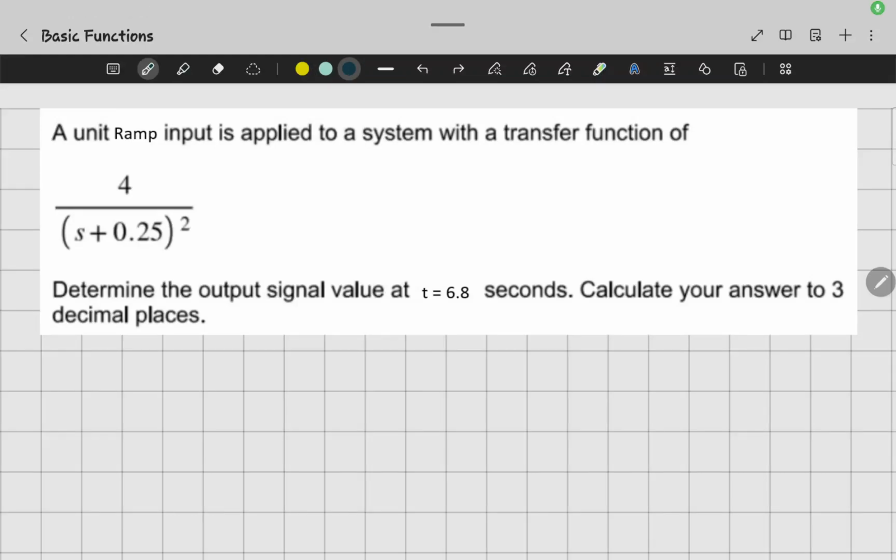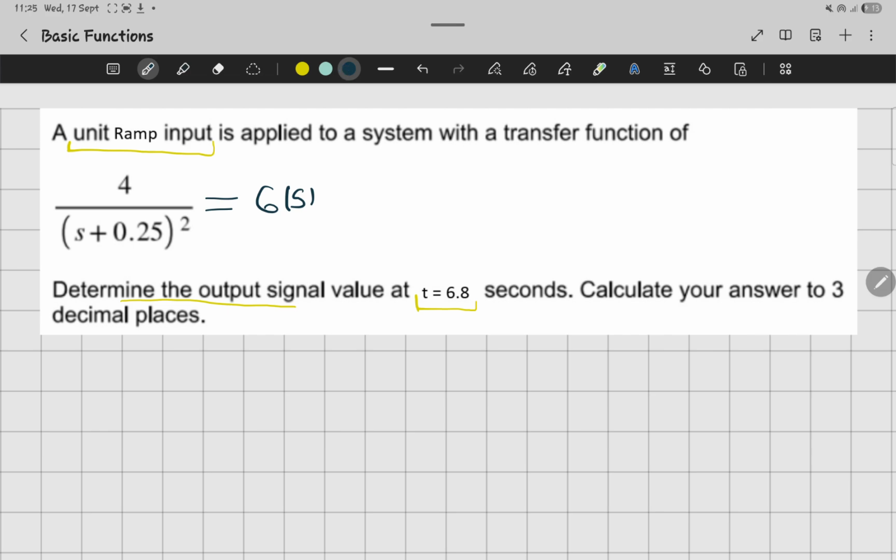So we got here another question, and as we said, this is a transfer function in S domain. Okay, and we need to apply the unit ramp. That will be our input, and also we need to find it at t equal to 6.8 seconds. Then we need to find the output V out, the value at the output.